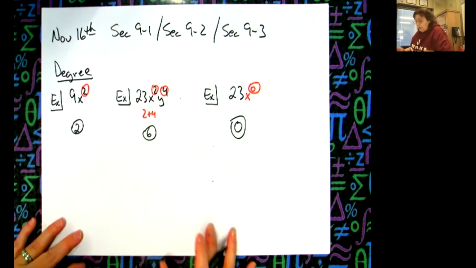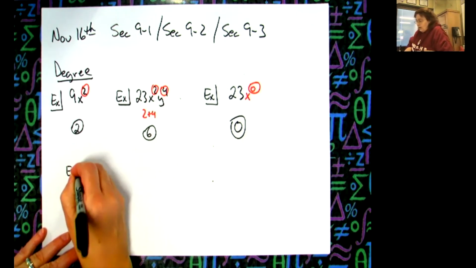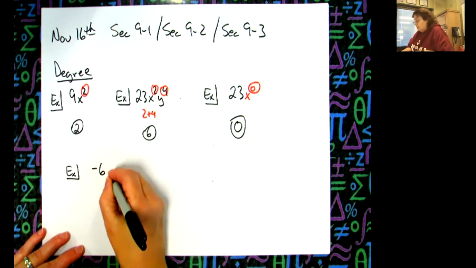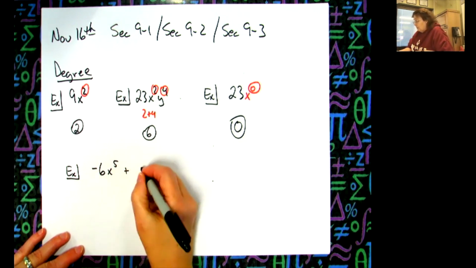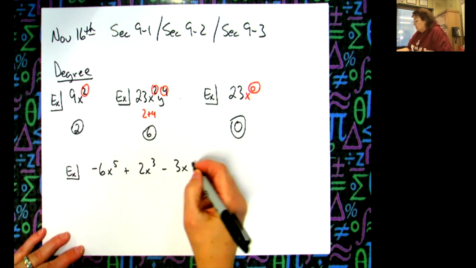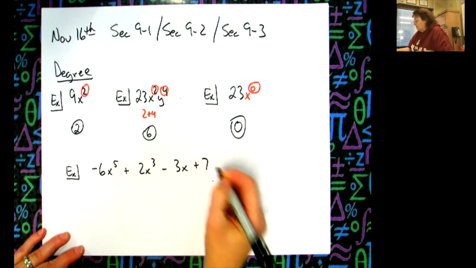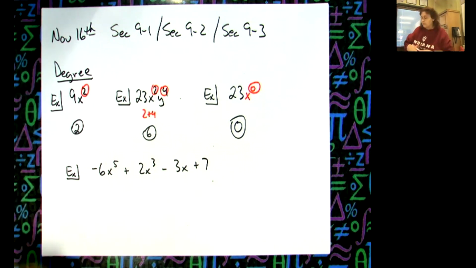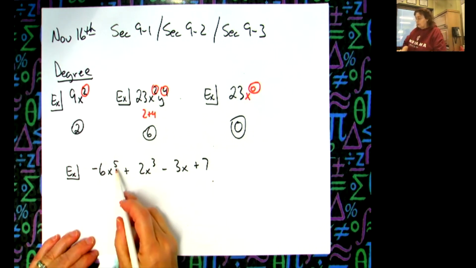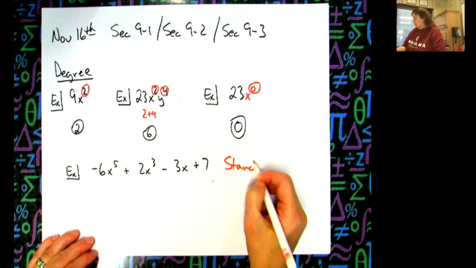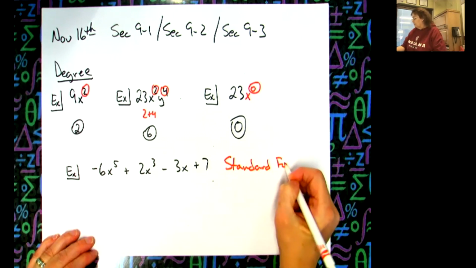But last December, we did a little bit more than that. I gave you entire polynomials. So I might have given you something like -6x to the 5th plus 2x to the 3rd minus 3x plus 7. A polynomial in a single variable. And then vocab words, which you might have forgotten at this point: the exponents were in decreasing order, so we said that this was standard form. Again, that's review.